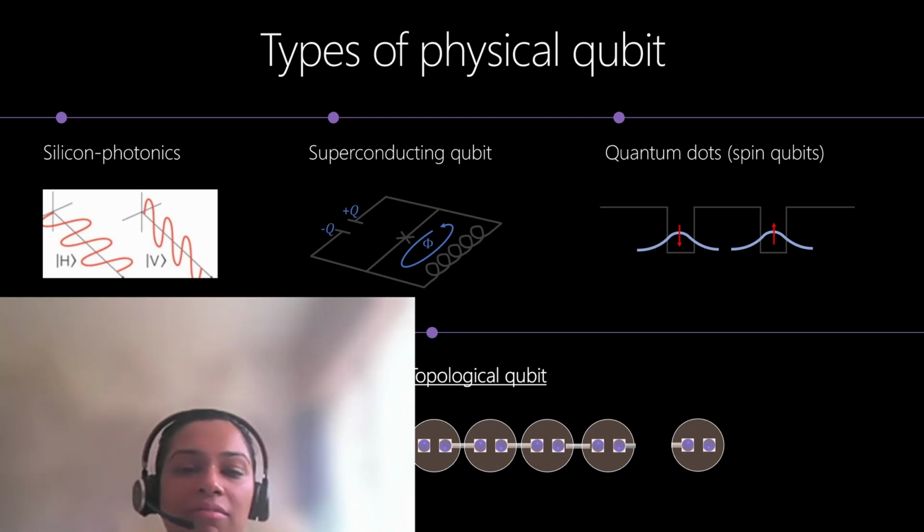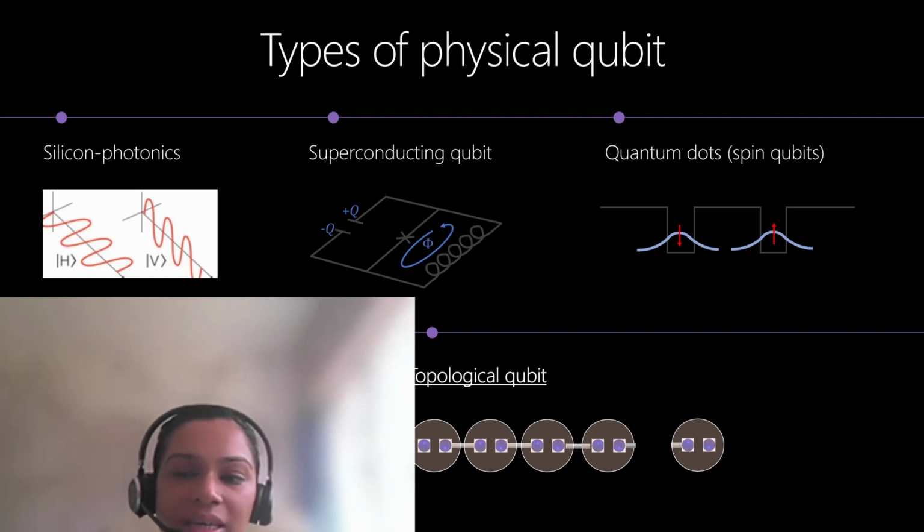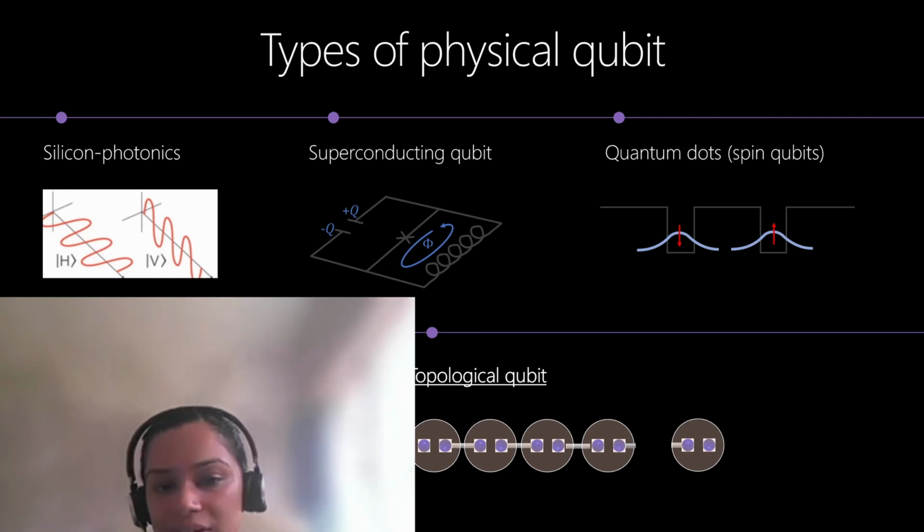So like I said, there are multiple different approaches. Trapped ions is another famous one, which uses electromagnetic fields to trap and manipulate individual ions. Yeah, it can give us high fidelity operations and excellent qubit connectivity as well.